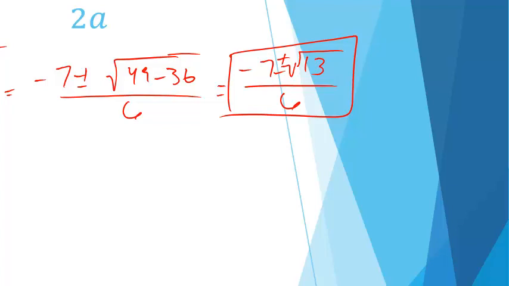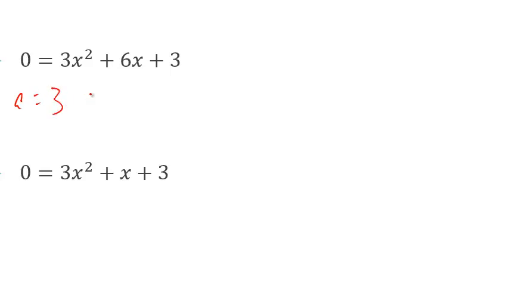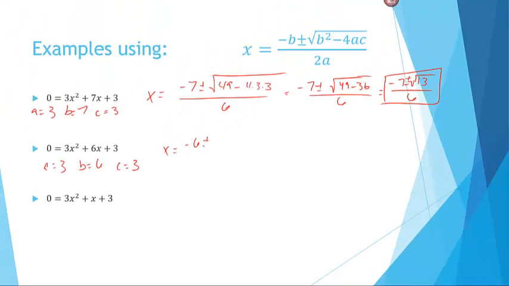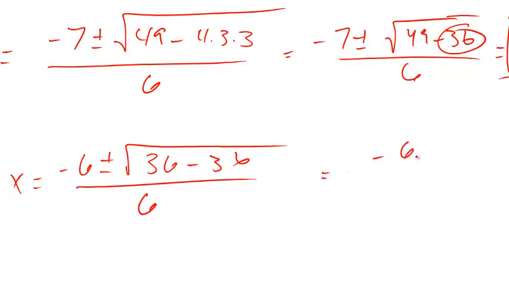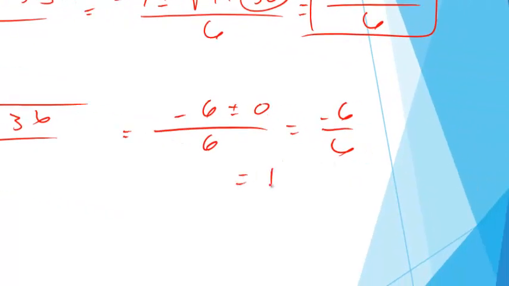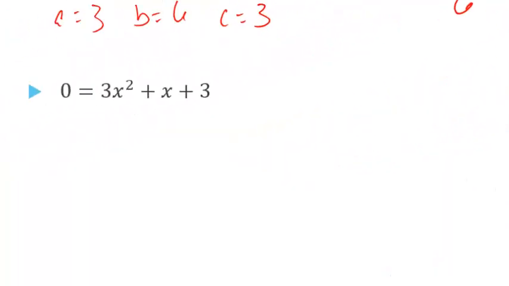Alright, so this one, a is 3, b is 6, c is 3. So we're going to have x equals negative 6 plus or minus the square root of 36. 4 times 3 times 3 is 36 already, because we had to figure that from here. So then minus 36 all over 2a, which is 6. So 36 minus 36 is 0. So that's going to be negative 6 plus or minus 0 over 6, which is negative 6 over 6, which is negative 1. So x equals negative 1. One solution. Done.